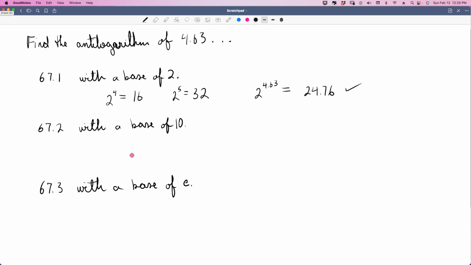So we want to do, let's do 10 to the 4, which we know is just 1 and 4 zeros, right? And then 10 to the 5, which is going to be 1 and 5 zeros. So we want to find 10 to the 4.63. So it's going to be somewhere between 10,000 and 100,000, about halfway.